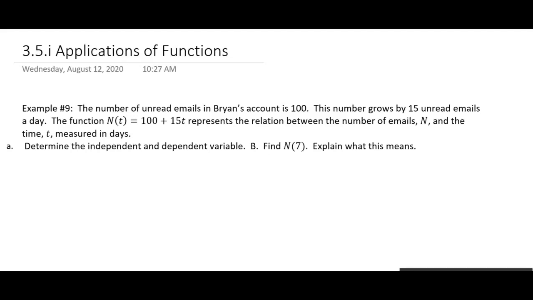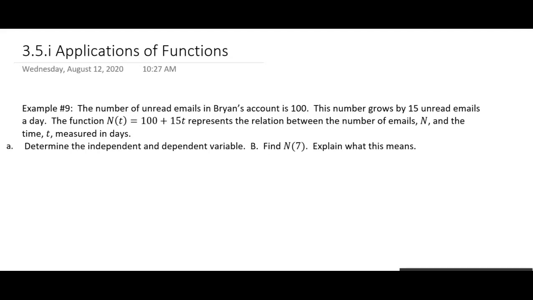So what they're saying is this equation, this function n of t, you have the 100 emails that are unread that he already has, and then for every day that goes by, 15 more are going to be added. So if you take t, the number of days that go by, then you're going to multiply that times 15, and you're going to add that to the 100, and that'll give you the total number of emails that are unread. Okay, so that's the idea here. And we can have other functions in other situations that are similar to this.